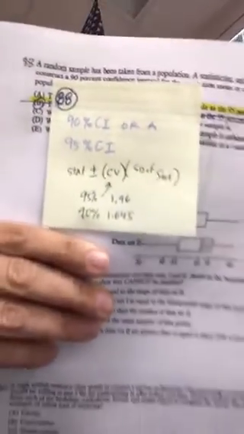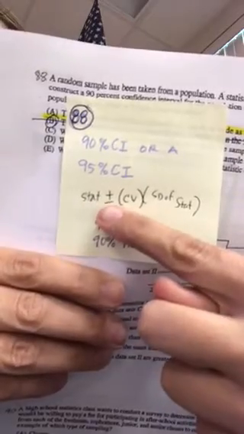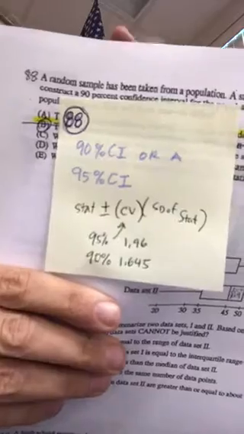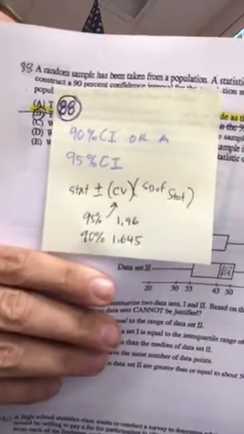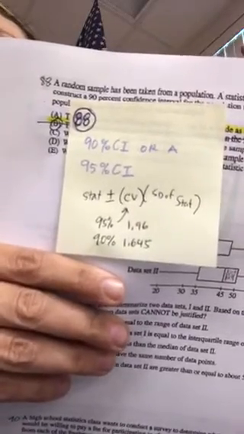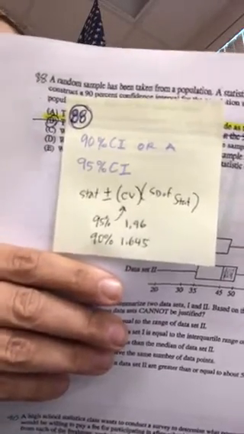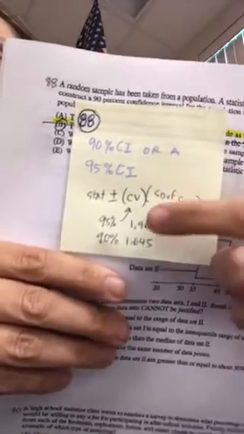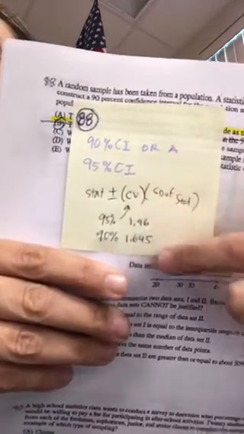I said to myself, okay, let me look on my formula sheet. On my formula sheet for confidence interval, it says the statistic plus or minus the critical value times the standard deviation of the statistic. So I can do a 90% confidence interval or a 95% confidence interval, just depending on what I decide to do. So what's the difference between the two? Well, the difference is the critical value I choose.